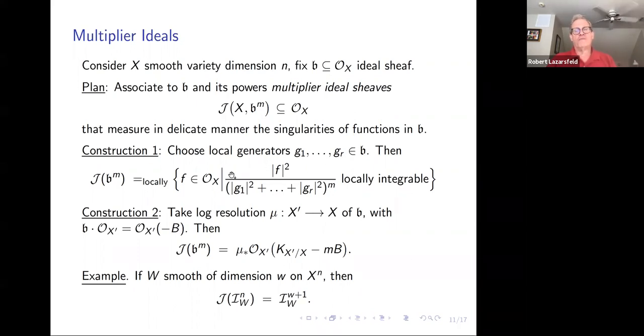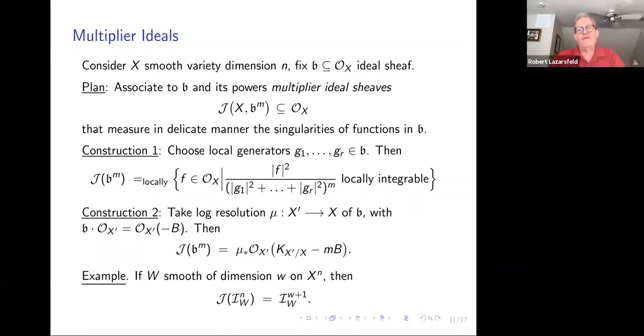Then we're going to form a real valued function. Given a function f, I'm going to look at the modulus of f squared divided by the sum of the squares of the moduli of the g's to the mth power. And the ideal consists of all functions f that render that real valued function locally integrable at every point. So how do you think about that? Imagine you're sitting at a point where the g's don't vanish, away from the zeros of B. So you're sitting at some point where not all the g's vanish. Well, then the denominator is non-zero, and so 1 over it is locally integrable.